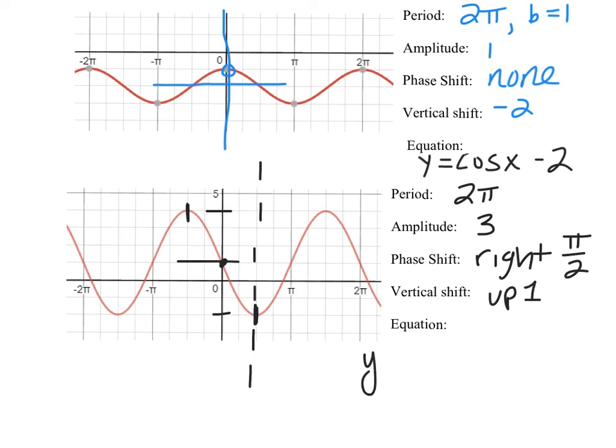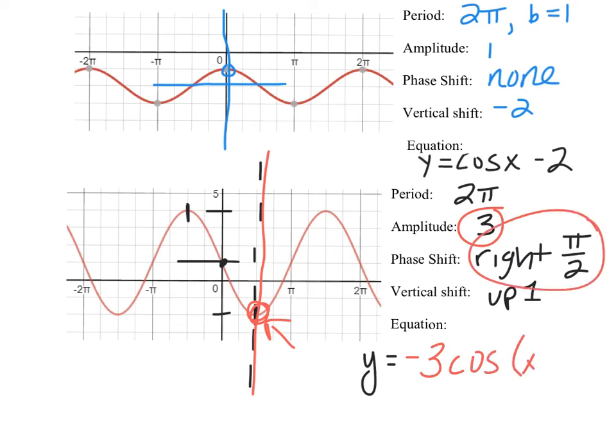So my equation is going to be y equals, this is a negative cosine function because if I start right here, I'm starting down. You could have also written a positive cosine function and start up and shifted it left pi over 2, but I'm going to use this one. So it's going to be negative, and the amplitude is 3 cosine of right pi over 2 is going to be x minus pi over 2, and then plus 1.